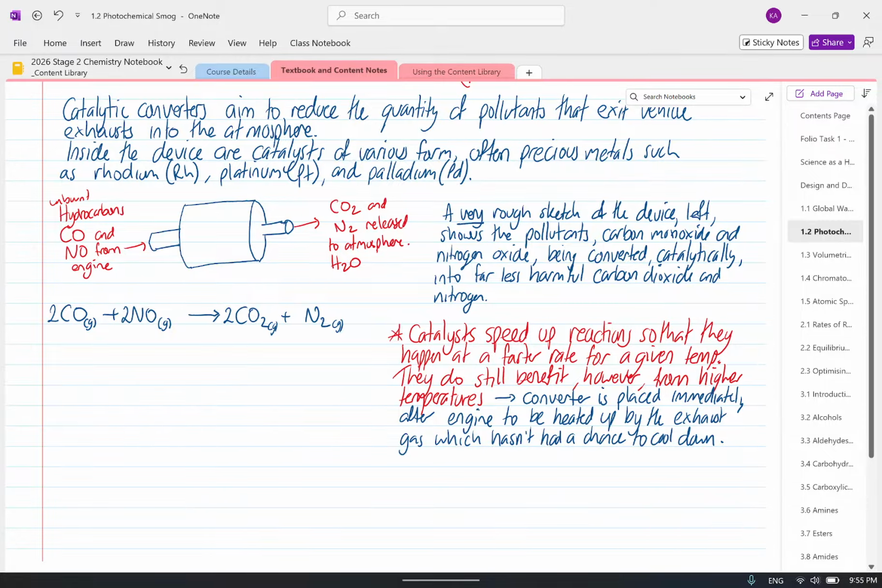Now, I think that completes this section. Again, sorry that I missed this part.